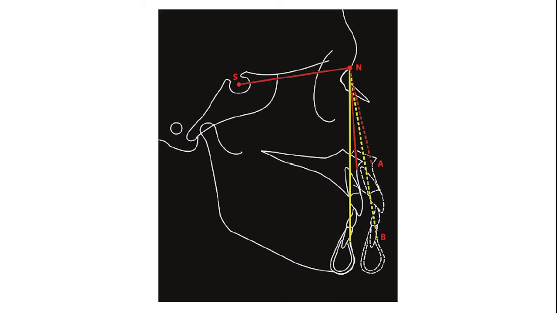Effect of the facial divergence on SNA and SNB. Variations in the sagittal position of the points A and B may be due to the general slope of the face, in other words, facial divergence. In a posteriorly divergent face, the SNA and SNB angles will be reduced from the average, and in an anteriorly divergent face, the angles will be increased from the average. However, the SNA and SNB difference, or ANB angle, should remain average.